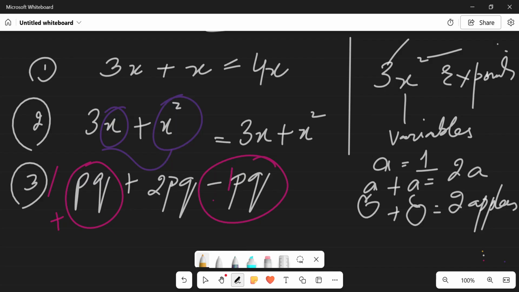We need to cut them. When we cut, we're not supposed to write down anything, 0 or nothing, not even 0 PQ. If you write 0 PQ, PQ itself means 1 PQ, so how come 0 PQ? Right, so we just cut them, okay? Now, what is the answer? We are left with only 2 PQ, which has a positive sign, right? So this is the answer.